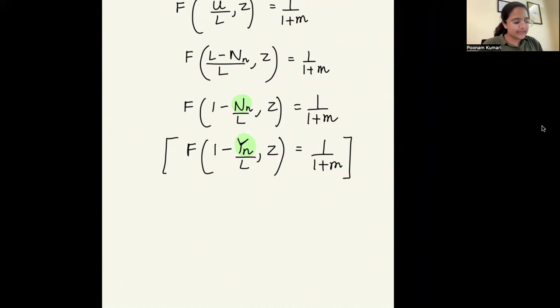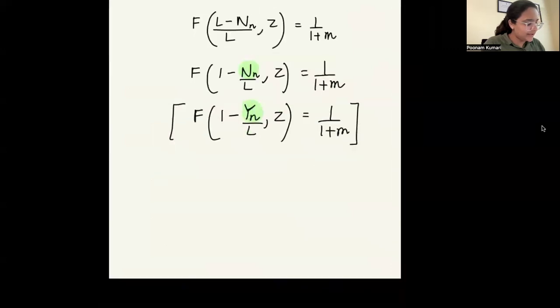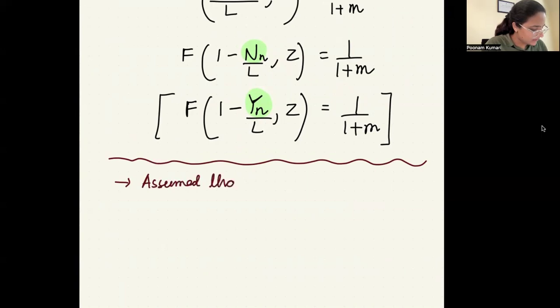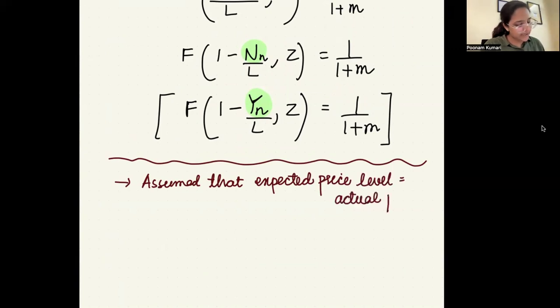So let's summarize. Let's see what all we have done. First of all, while doing this entire analysis, we have assumed one thing, that expected price level was equal to actual price level. This was our assumption, right? Yes, ma'am.